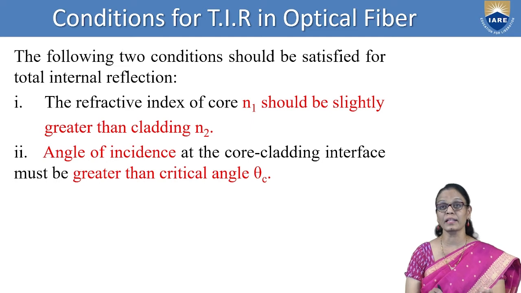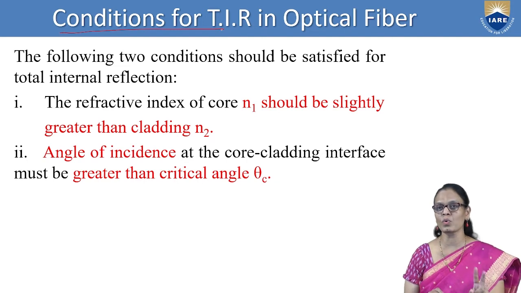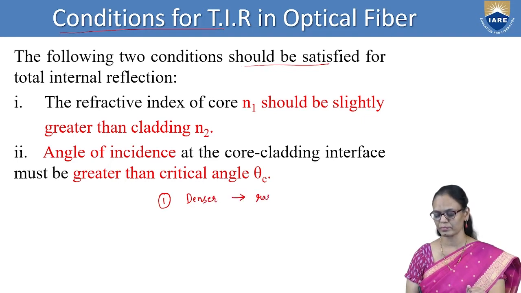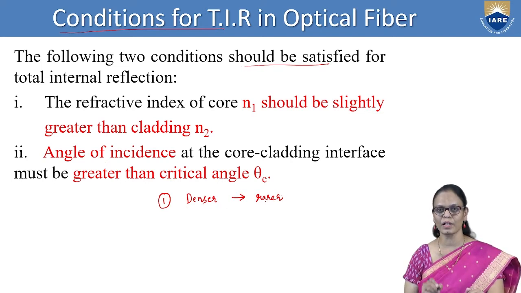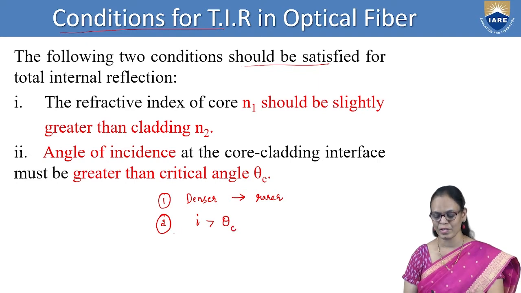Now, let us understand the conditions that are required for total internal reflection. So, there are two conditions that are to be satisfied for total internal reflection. The first one we have seen: the ray of light should always come from a denser medium to a rarer medium. And the second thing is the angle of incidence should be greater than the critical angle. So these are the two conditions that are to be satisfied for total internal reflection to occur.